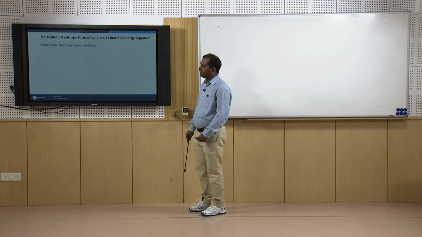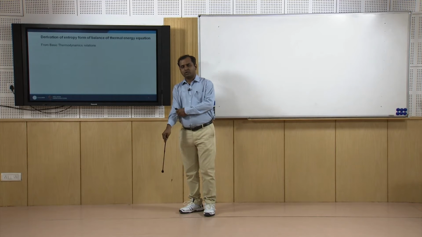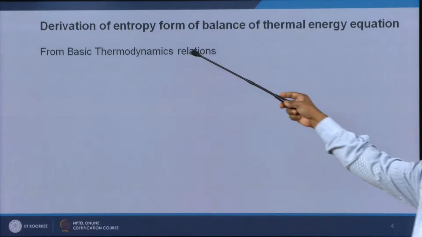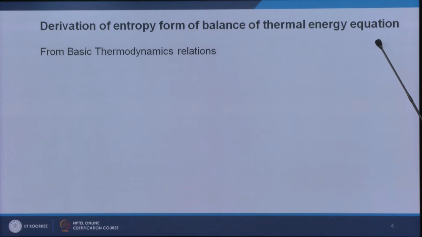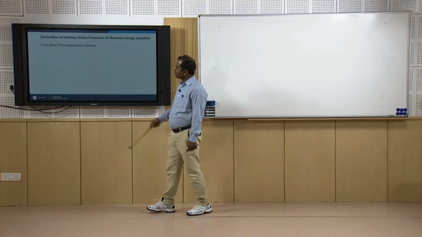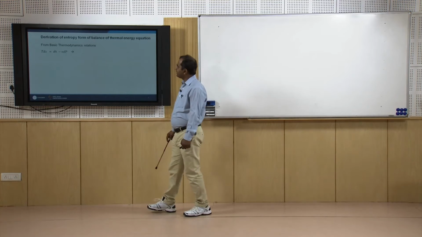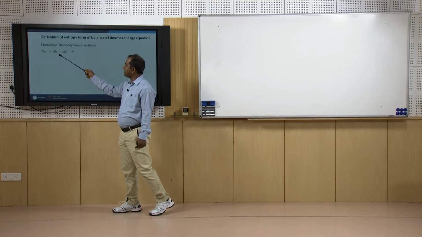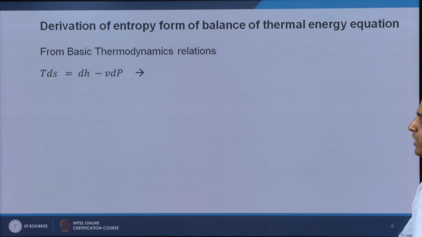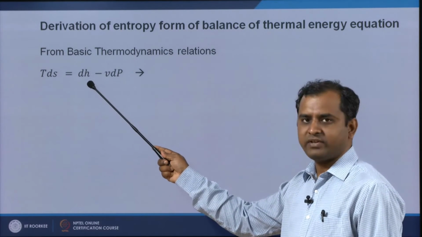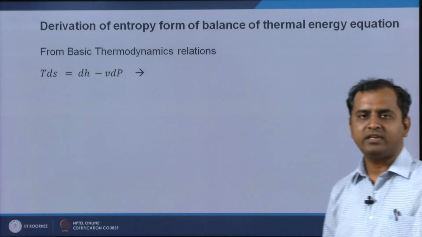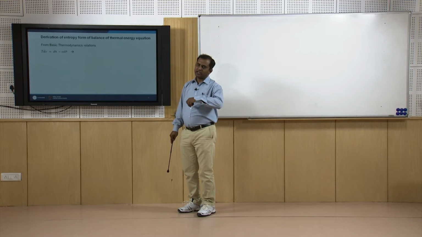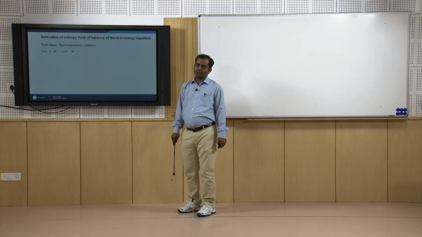In this lecture we will first convert this thermal energy balance equation into an entropy based thermal energy balance equation. From basic thermodynamics, we know that the TdS relationship is like this: TdS equals dH minus V dP. Here you see on the right hand side we have enthalpy and on the left hand side we have entropy. So, this equation we will use for shifting this enthalpy based equation to an entropy based equation.